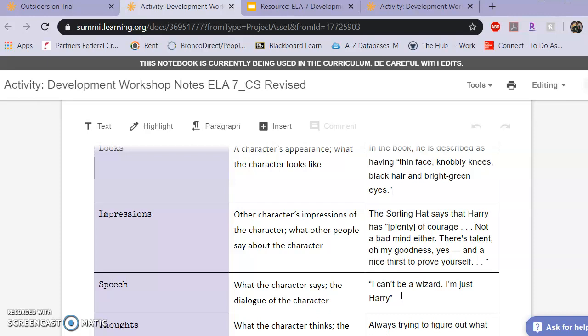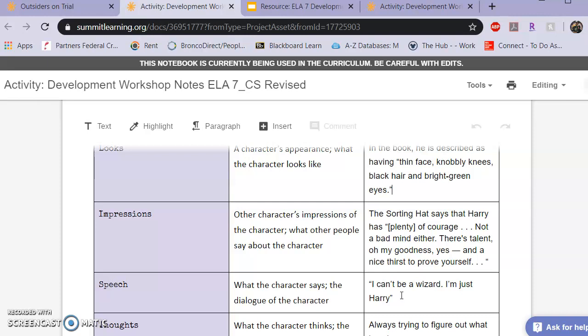This tells us that he's humble, that he doesn't really believe in himself sometimes because of the way that his aunt and uncle brought him up. But this is a good thing. This is a big part of his character because he's like, I don't see myself as any different, or I'm not a special person. I can't be a wizard. I'm just Harry.